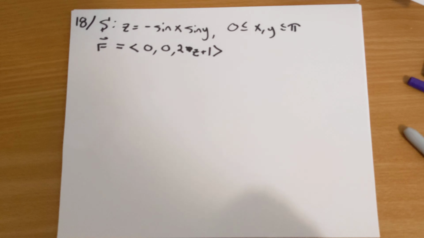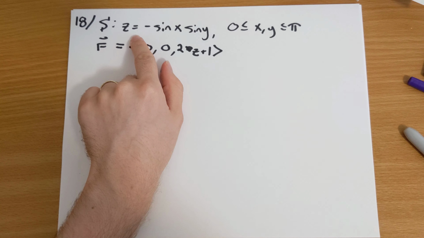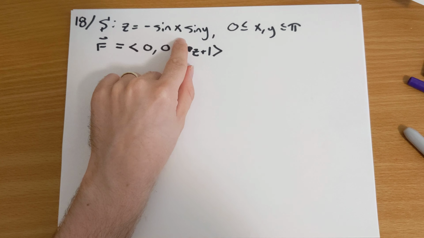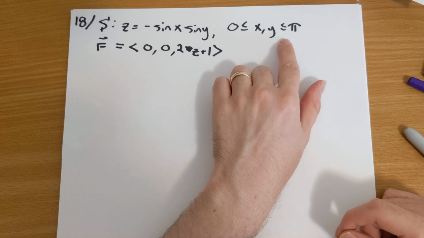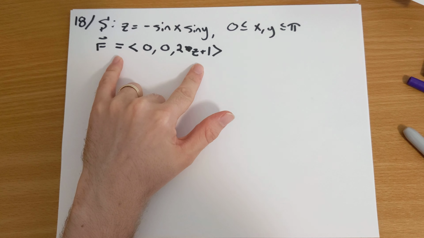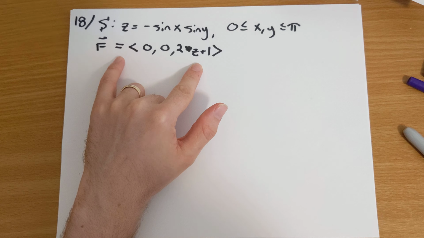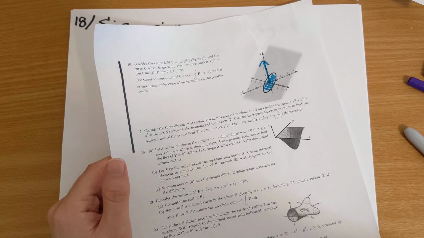Problem number 18, we are given this surface here. It has equation z is negative sine x sine y. X and y both are running from 0 to pi. And we're given this vector field right here, 0, 0, 2z plus 1. Here's what this surface looks like.